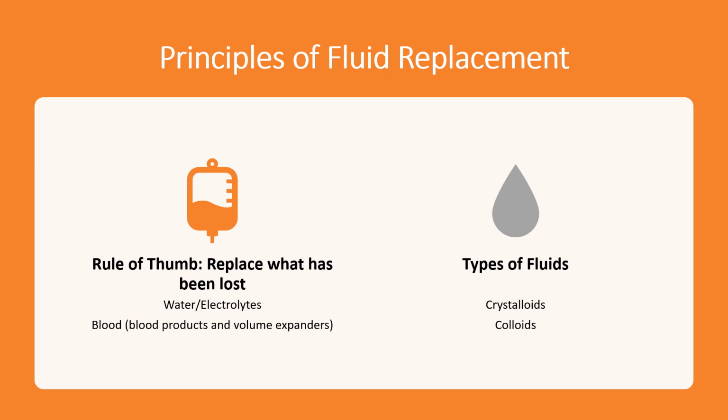In talking about how we replace fluid, the rule of thumb is replace what's been lost. If you've lost water and electrolytes, say through diarrhea or dehydration from heat related problems, then you're going to replace water and electrolytes. If you lose blood, then you will replace blood with blood products and with volume expanders. There are a couple of types of fluids that we look at, and one is crystalloids and the other is colloids.